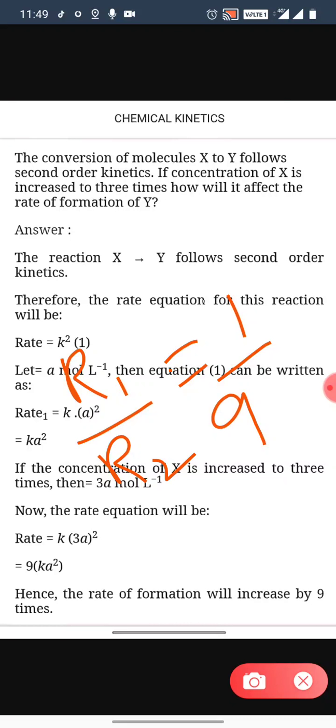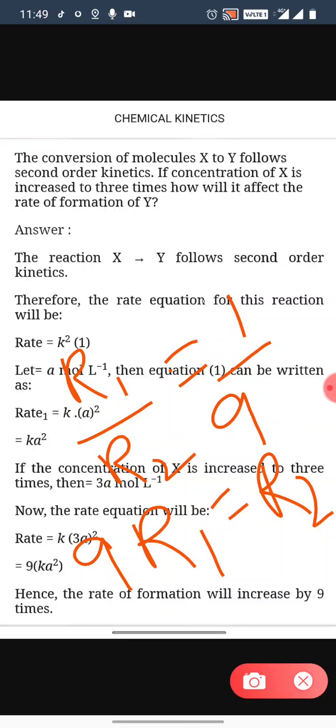So what will be the relation between the two? It will be 9R1 is equal to R2. That means the rate of reaction will increase by 9 times. Okay, the rate of reaction will become 9 times of its initial value. So solve this question on your own and then compare the answer.